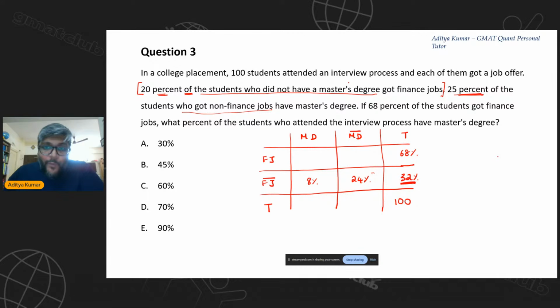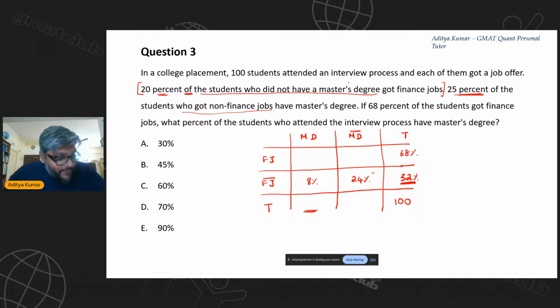So the question asks me what percent of the students who attended the interview process have a master's degree, right? So I need this. Any idea? What else can I fill up here? Anyone want to type in the chat window? I've put in the 68. I've got this as 32. So I have a total of 100, right? What else can I do?